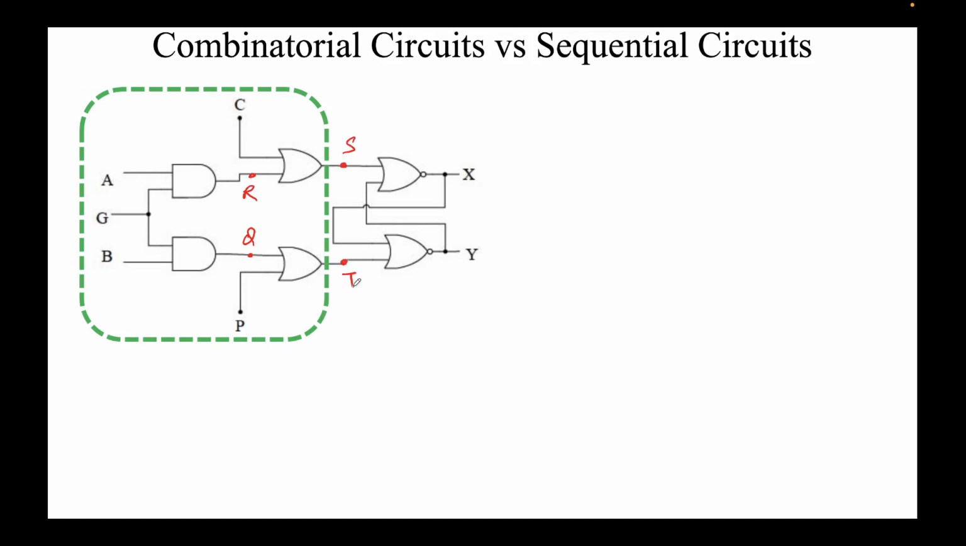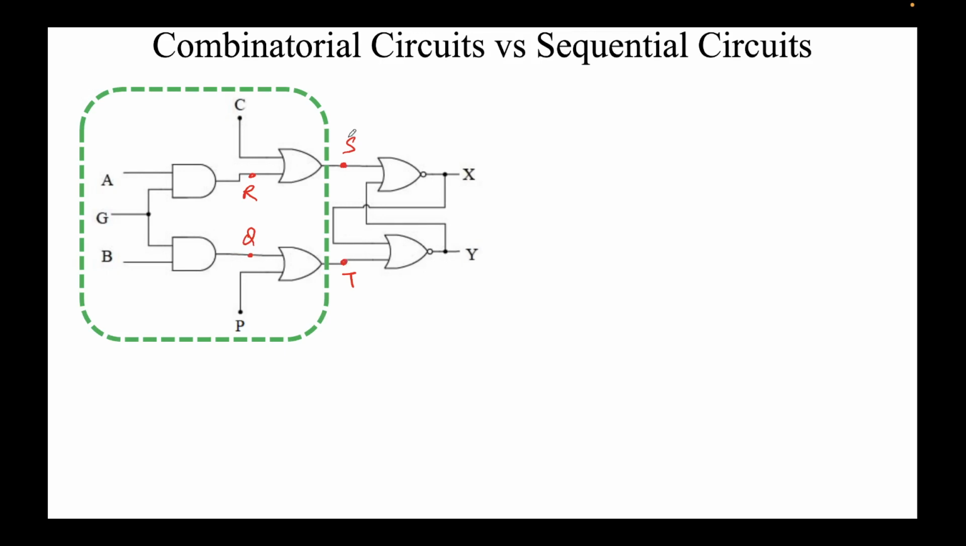Now when you try to find the value of R or Q, or S or T, the value of R will be nothing but A times G, because this is simply an AND gate. Similarly, Q will be G times B. So whatever is the value of G and B, Q will reflect that. It will not depend on whether G was high or low 10 clock cycles ago, 20 clock cycles ago. It will just see whatever the current value of G and B is, and the value of Q will be decided based on the ANDing of those two values.